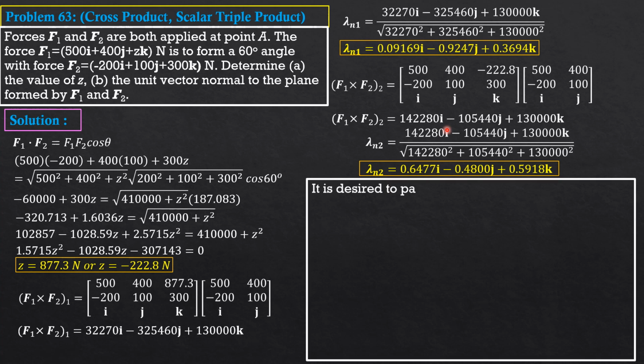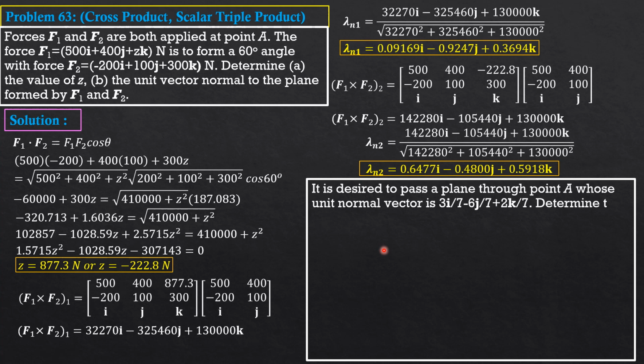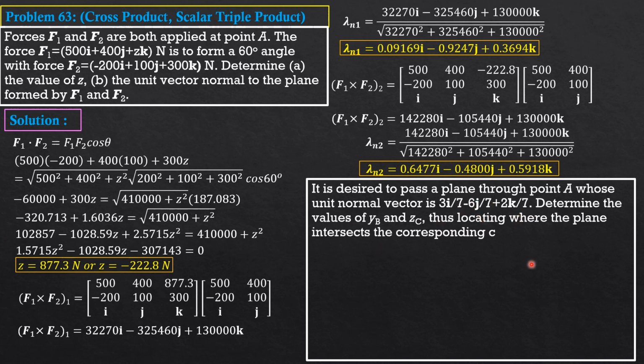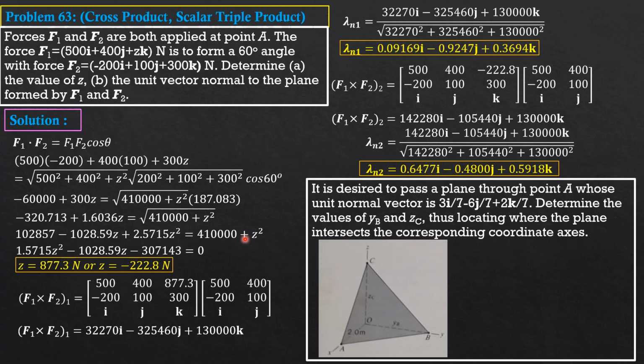Then for your part, it is desired to pass a plane through point A whose unit normal vector is given by this. So determine the values of YB and Z sub Z, thus locating where the plane intersects the corresponding coordinate axis. And this is the figure. Show that YB is 1 and Z sub Z is negative 3 meters.